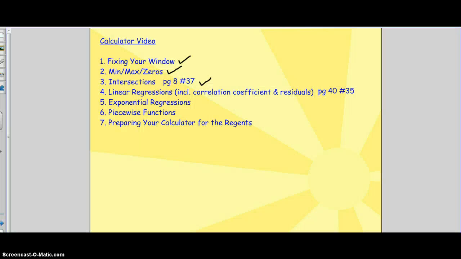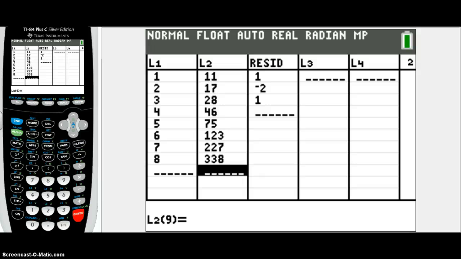Next, I'm going to do a linear regression, so I'm referencing page 40, number 35. And if I go to my calculator, I've already typed those values into L1 and L2. Now you all should have the residual column in place. Until you do the linear regression, the residuals are not going to show up here. However, in this particular problem, they already put them in a column on the problem for you in the green book. Okay, so you didn't have to calculate them on your own.